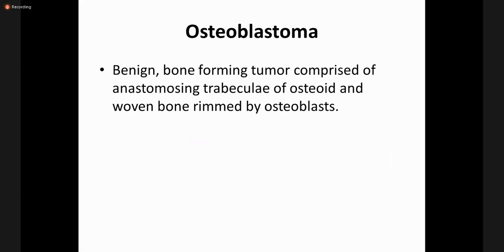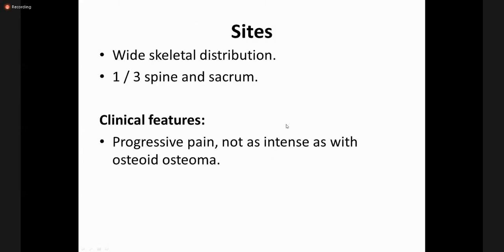So another bone tumor is the osteoblastoma. Again, it's benign, but sometimes it behaves aggressively, and sometimes it behaves as a borderline tumor, and sometimes it may metastasize. So this is a benign bone forming tumor. Again, it comprises anastomosing trabeculae of osteoid and woven bone rimmed by osteoblasts. Sites: it has wide skeletal distribution.